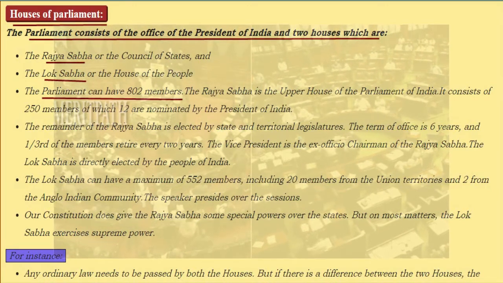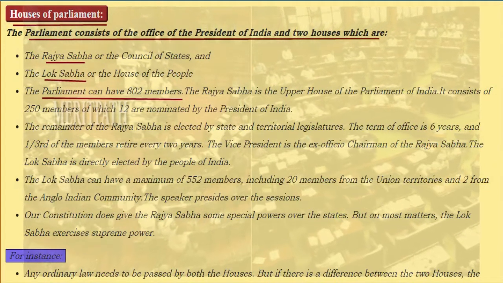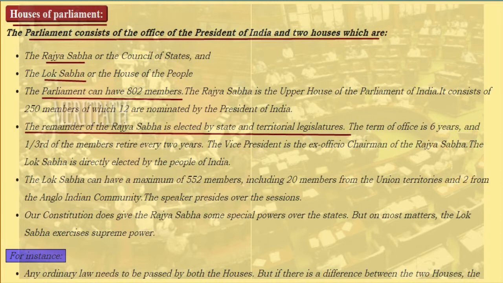It consists of 250 members, out of which 12 are nominated by the President of India. The remainder of the Rajya Sabha are elected by state and territorial legislatures. Term of the office is 6 years. One-third of the members retire every 2 years. Vice President is the ex officio chairman of the Rajya Sabha.